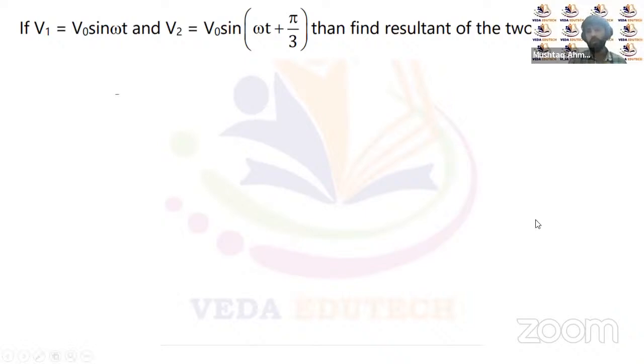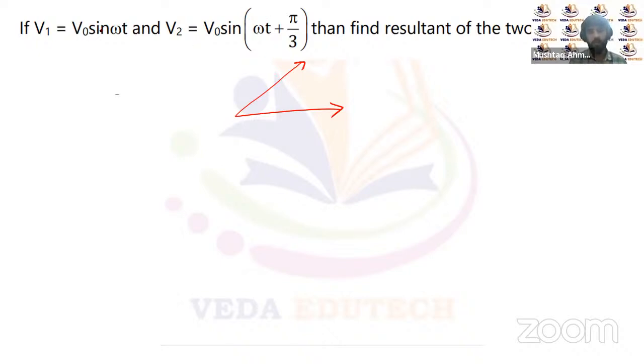Now let's move on to the next question. The question is that if V1 is equal to V0 sine of omega t, and V2 is given as V0 sine of omega t plus pi by 3, then what is the resultant of the two voltages? What we can do is represent these two voltages in the form of phasors in a Cartesian plane. We call that a phasor diagram.